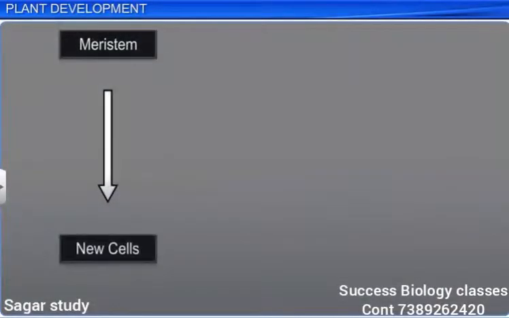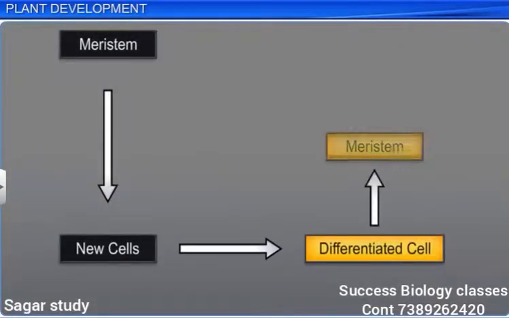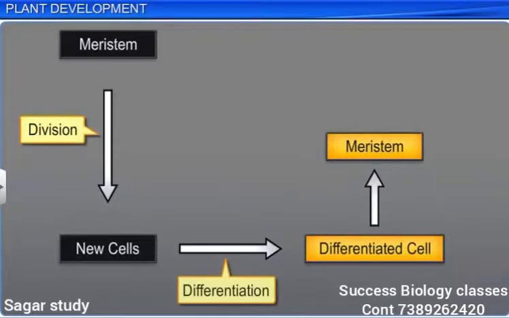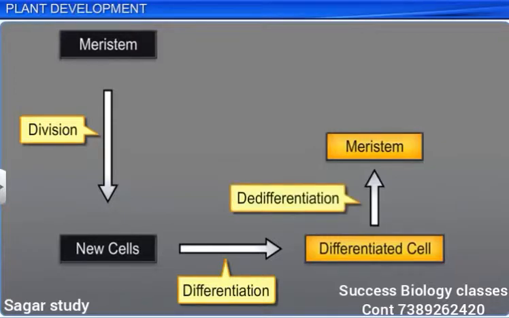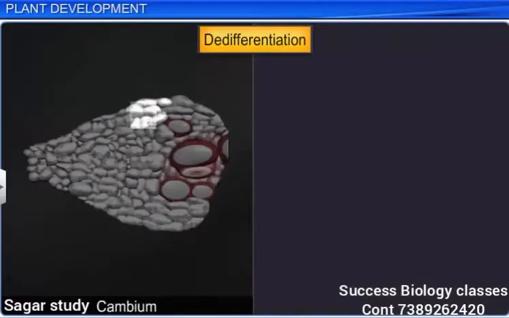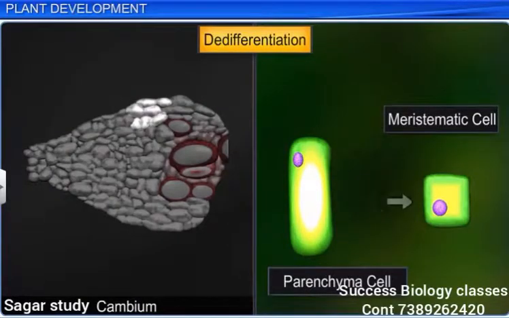Under certain conditions, some plant cells have the ability to regain the capacity of division after differentiation. This phenomenon is called de-differentiation. Differentiated parenchymatous cells de-differentiate to form meristematic cells, that is, the interfascicular cambium.